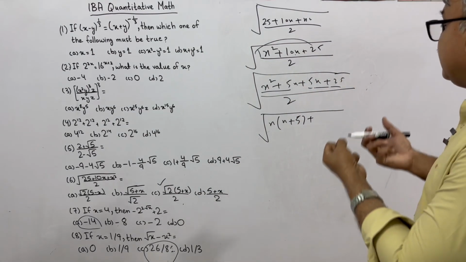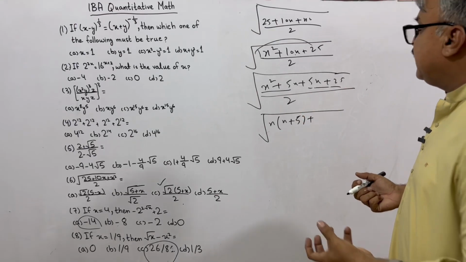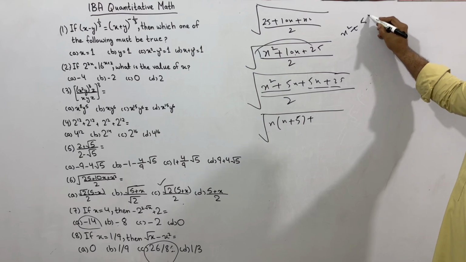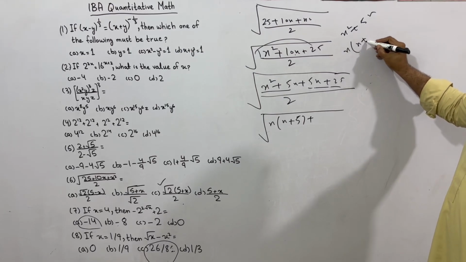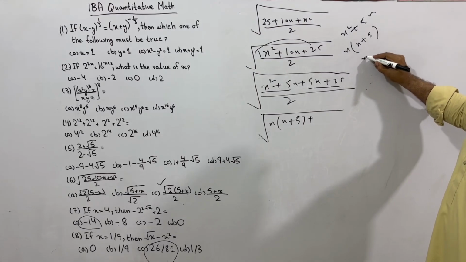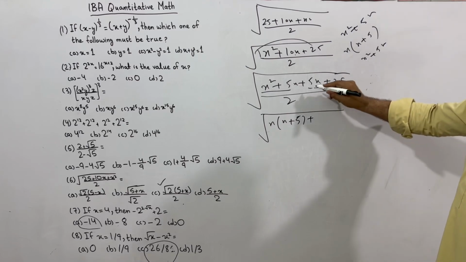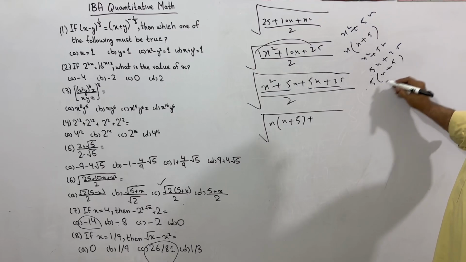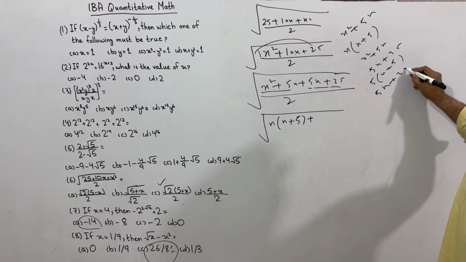Factor means divide, taking common means divide. Look at this: x square plus 5x. I am taking x common, x plus 5. Again multiply by x, it will become x square plus 5x. From 5x plus 25, I am taking 5 common, it will become x plus 5. Again multiply by 5, it will become 5x plus 25.